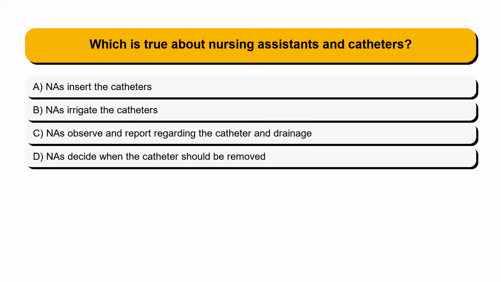Question 41. Which is true about nursing assistants and catheters? Option A. NAs insert the catheters. Option B. NAs irrigate the catheters. Option C. NAs observe and report regarding the catheter and drainage. Option D. NAs decide when the catheter should be removed.